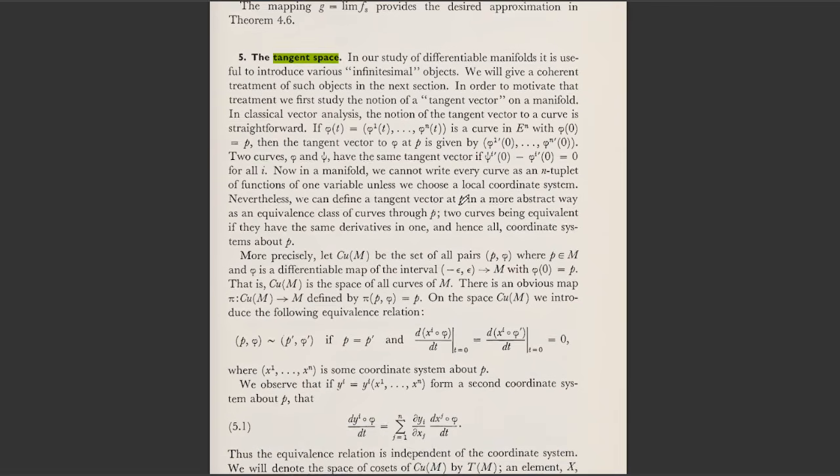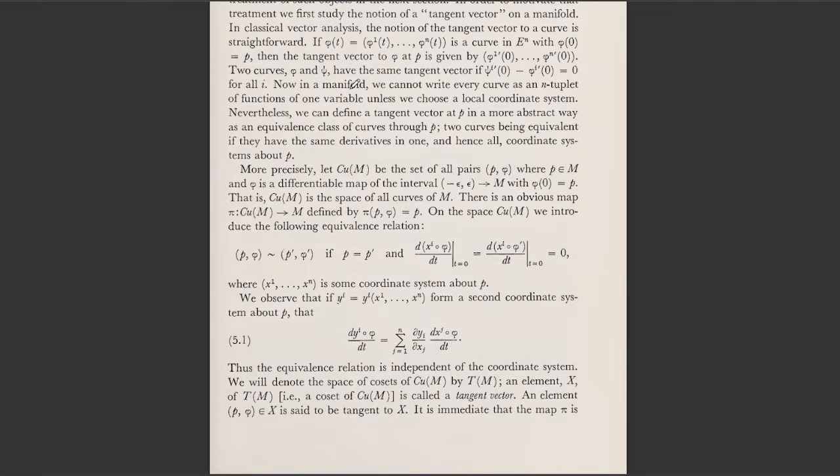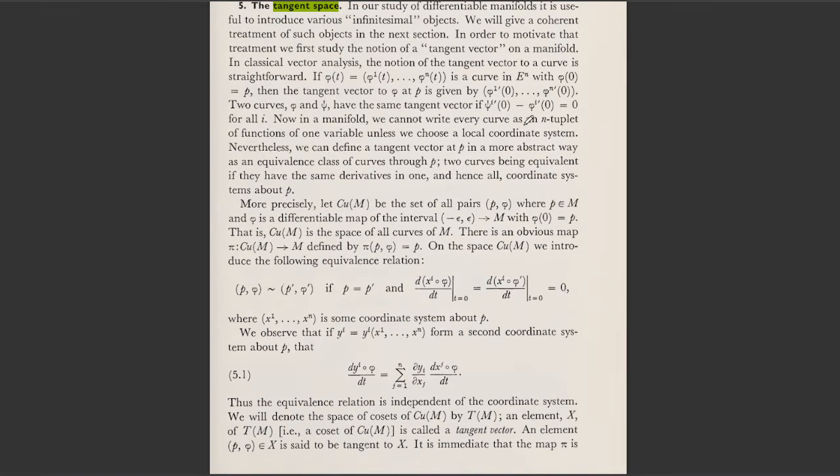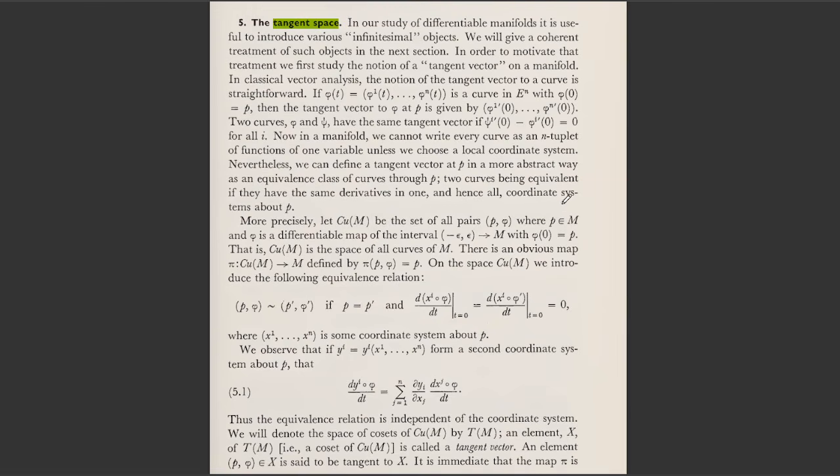Now, we try to define this on manifolds. We can't write every curve as an n-tuple of functions. So, in a more abstract way, they define an equivalence class of curves through a point P, where two curves are equivalent if they have the same derivatives in one, and hence every, local coordinate system about P.